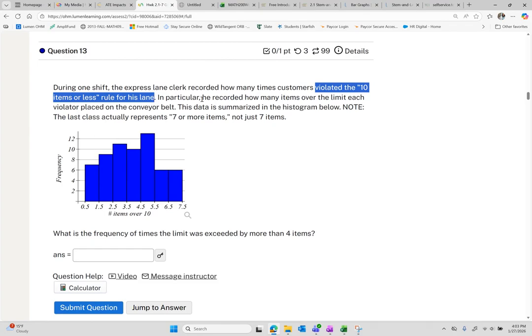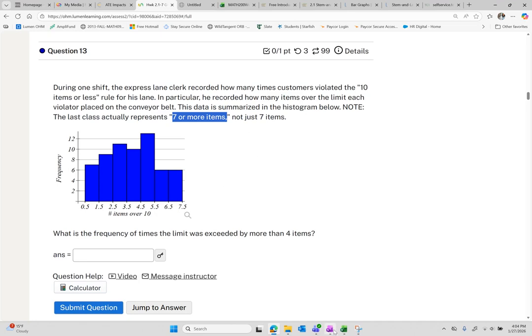So in particular, this express lane clerk recorded how many items over the limit each violator placed on the conveyor belt. So again, if you go with 11 items, then you are 1 item over the limit. If you go with 12 items, then you are 2 items over the limit, etc. And the data is summarized in the histogram below, where 7 or more items is listed as a 7. So if you go with 17, with 18, with 19, with 20, we just count you as being at the 7. So this last class is tricky.